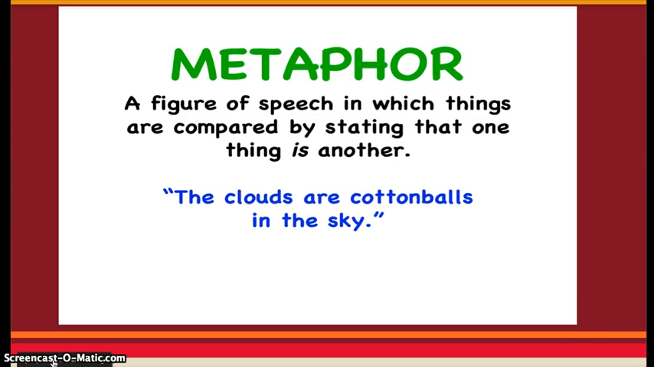Alright, the next one is a metaphor. A metaphor is a figure of speech in which things are compared by stating that one thing is another thing. So, for example, the clouds are cotton balls in the sky. So we're comparing clouds to cotton balls, and you can kind of guess why the reason for that is because clouds are fluffy, they're white, and so are cotton balls. So I want to describe a cloud by comparing it to a cotton ball in the sky. I'm just defining a cloud in a little bit of a different way. So I'm saying that the cloud is a cotton ball. So another example could be, let's see.